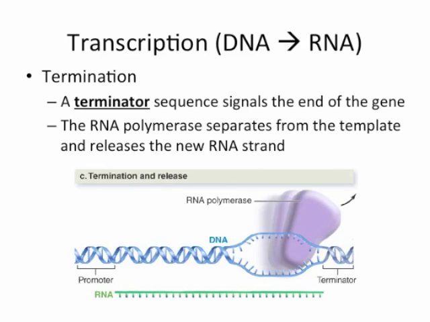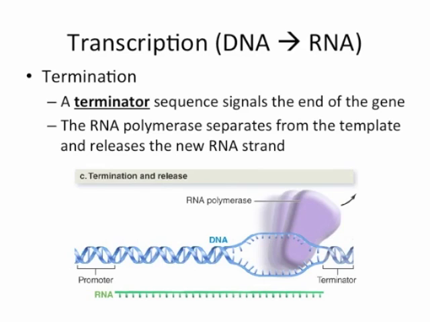And it's following the complementary base pairing rules, A to U, G to C, C to G, T to A. When it reaches the terminator sequence, RNA polymerase will fall off. The RNA will separate, and you'll now have RNA. Okay? Simple enough? Straightforward.